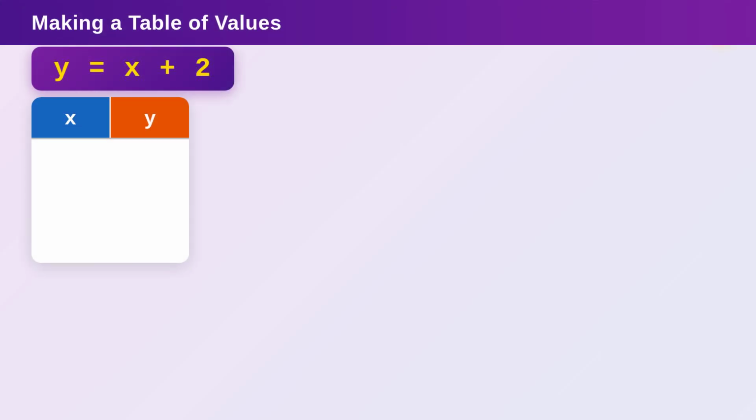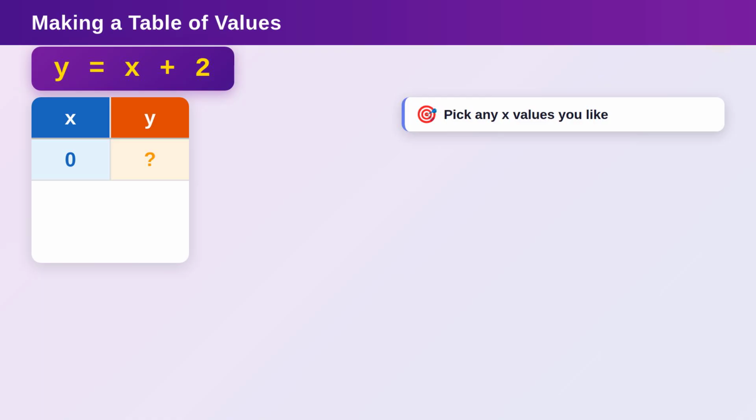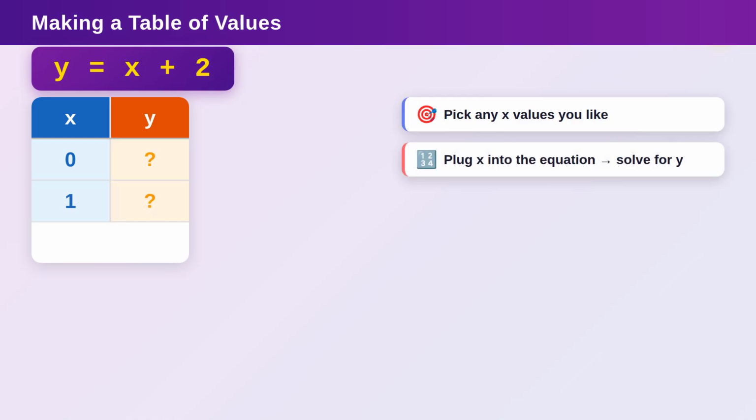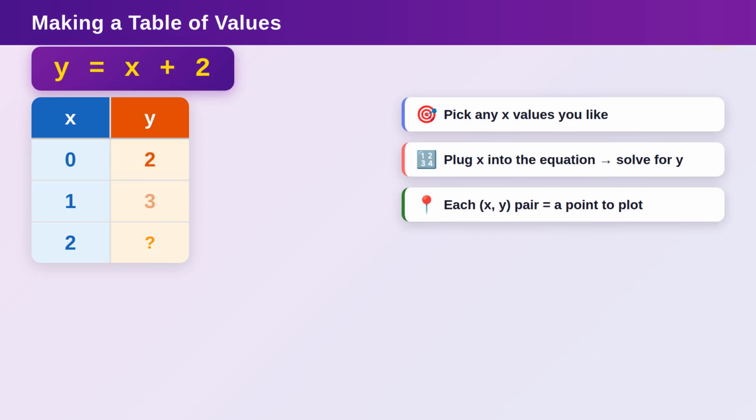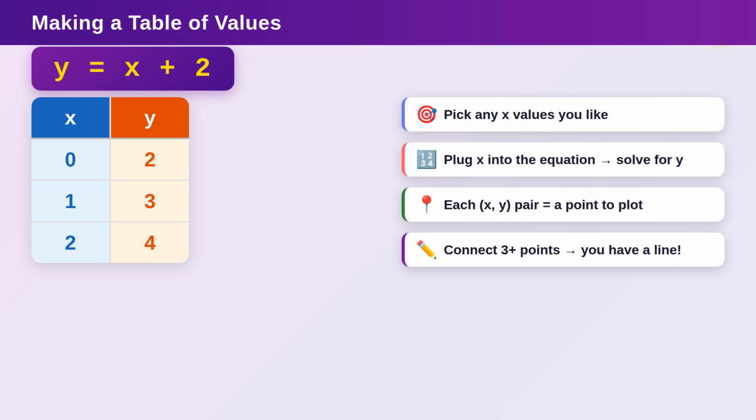Okay, so Maya's homework equation is actually simpler than she thought. Here's the big secret. To graph a line, you just need a few points. You make what's called a table of values. You pick some x numbers, any numbers you like, plug them into the equation, and solve for y. Each x and y pair becomes a point you can plot. Once you have 3 or more points, you connect them, and boom, you've got a line. Let's see how this works.